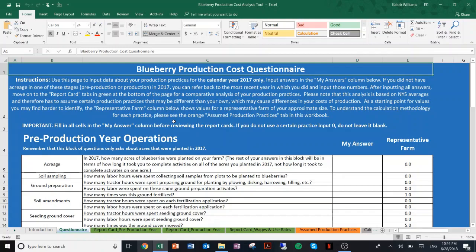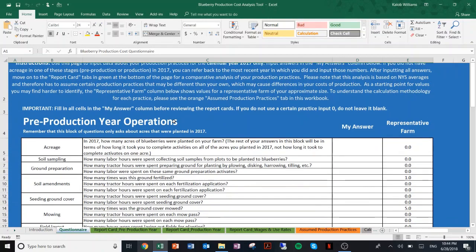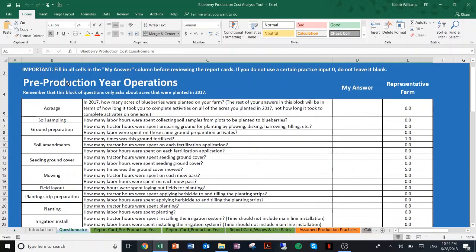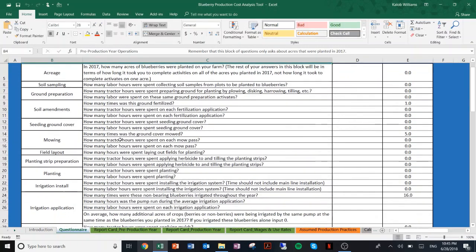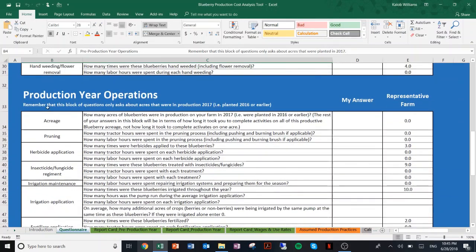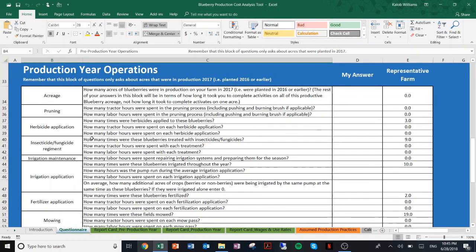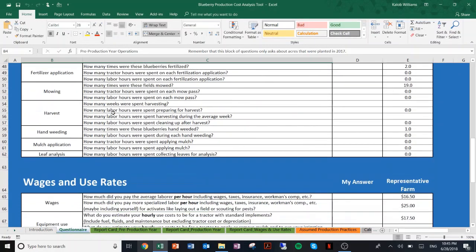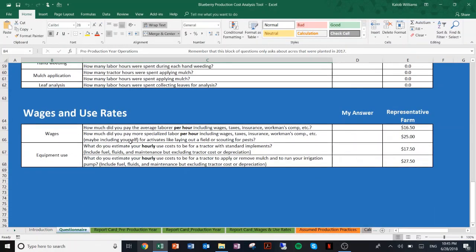But basically what it's telling you is that you have three sections in this questionnaire. This first section is your pre-production year operations, or in other words, this is going to ask you questions about your operations in years that you are not harvesting these berries. This second section that you see here is your production year operations, or any years that you are harvesting berries from that acreage. You will answer questions about that acreage here in this section. And then a much smaller section about your wages and use rates. Your wages, how much are you paying employees, and how much is it costing you to run equipment.